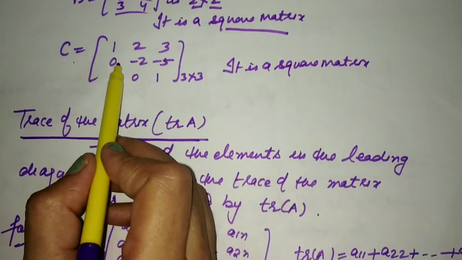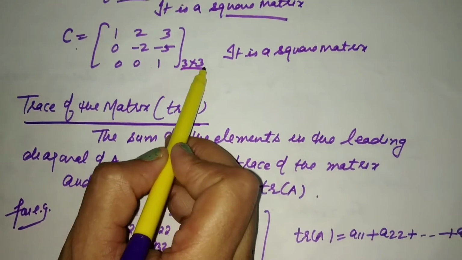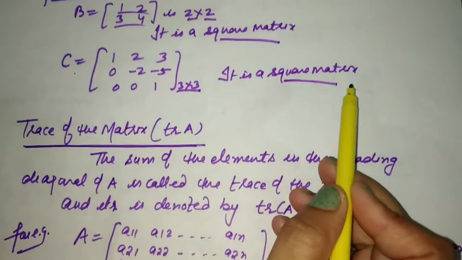Again, here is 1, 2, 3, 0, -2, -5, 0, 0, 1. That means 3 into 3. So it is also a square matrix.